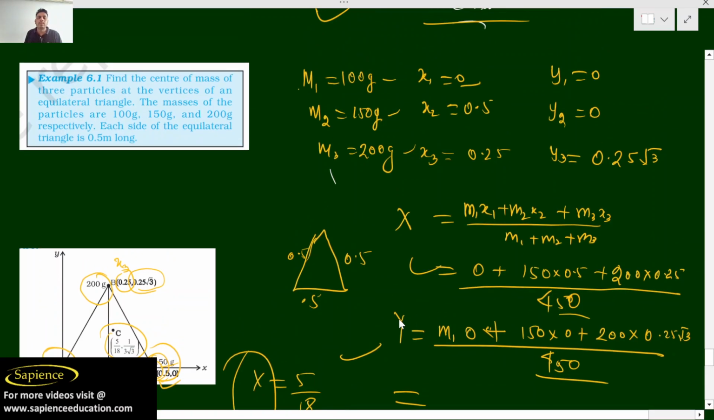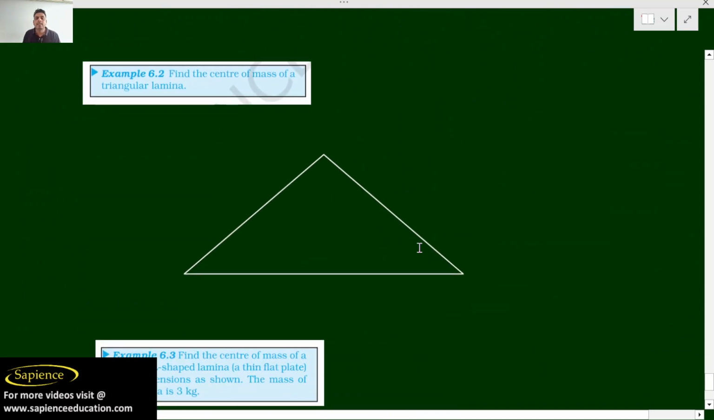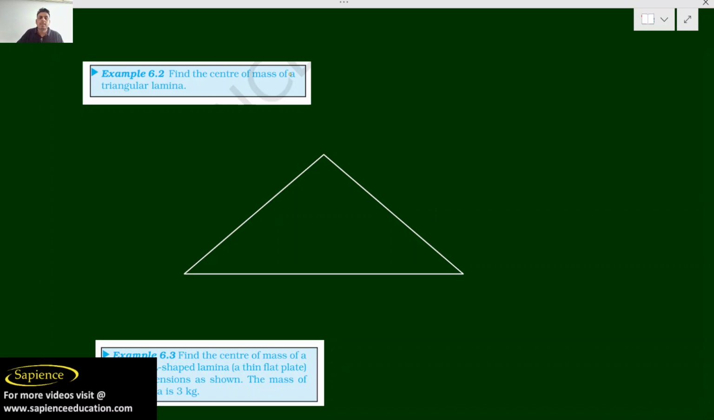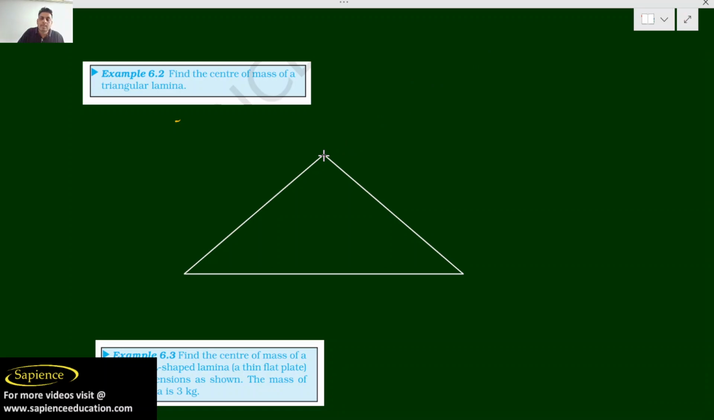This is a very simple example. You can solve all of them on your own. Now another problem: find the center of mass of a triangular lamina. If there is a triangular lamina, how do we find the center of mass? Basically you need to take a median. Suppose there is a midpoint. You draw a midpoint on this triangle, again another midpoint, and then the third midpoint.